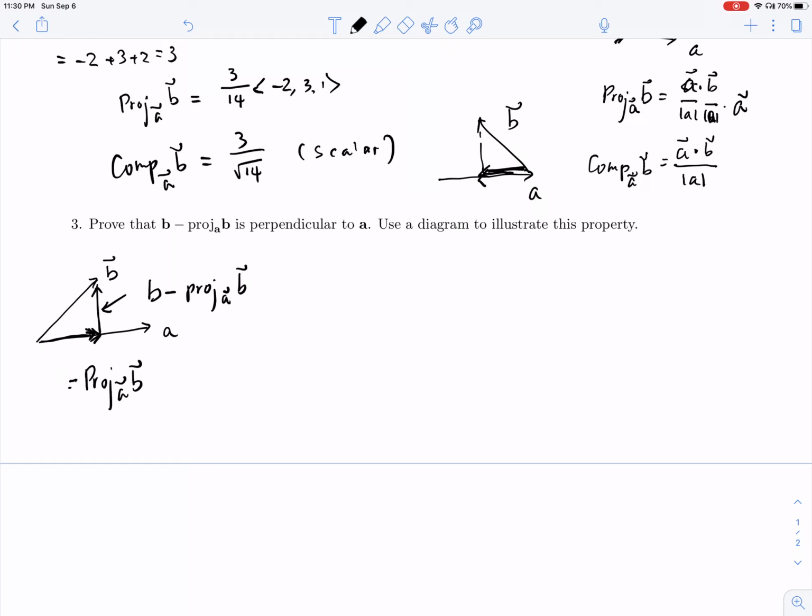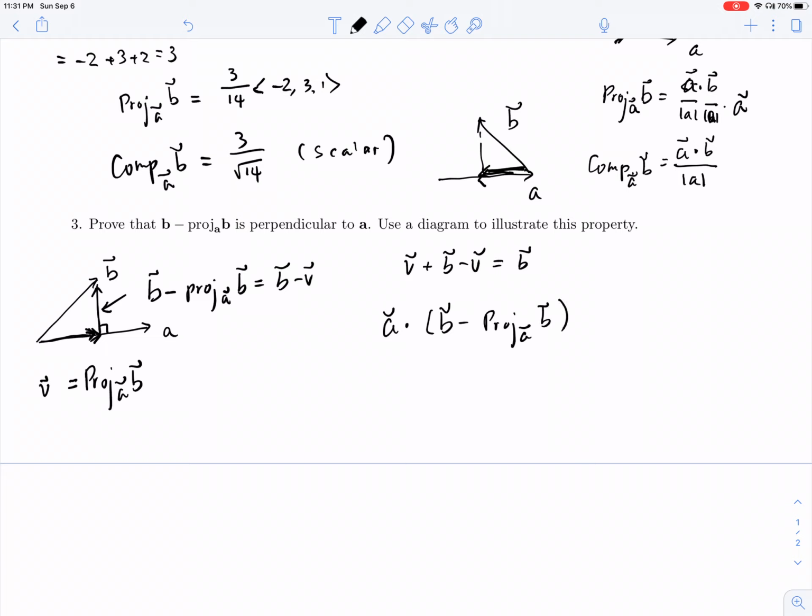Because if we call this vector over here, let's say we call it V, okay? And this vector over here is B minus V, right? If we add these two vectors, V plus B minus V is going to be simply B over here. So by the nature of this projection, should this vector be perpendicular to A? How can we show that? We can try to find the dot product of A with these two vectors, B minus the projection of B in the A direction.